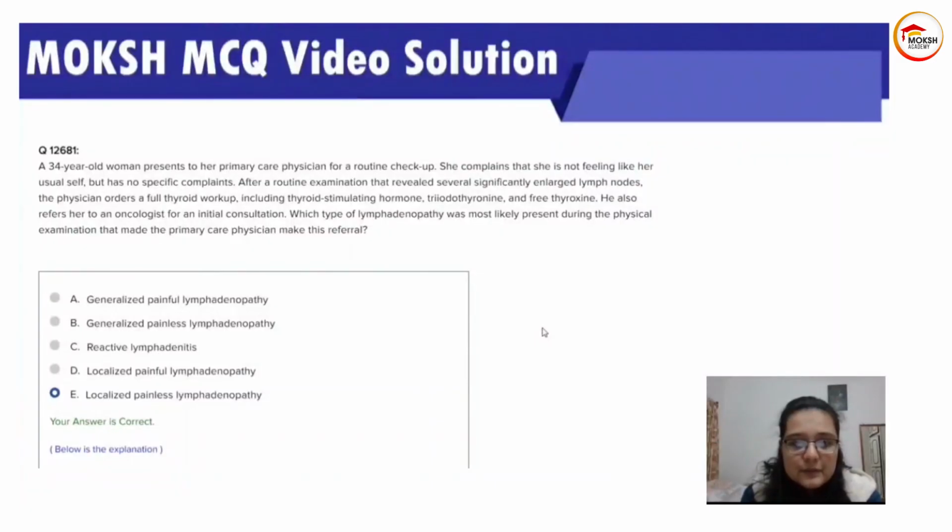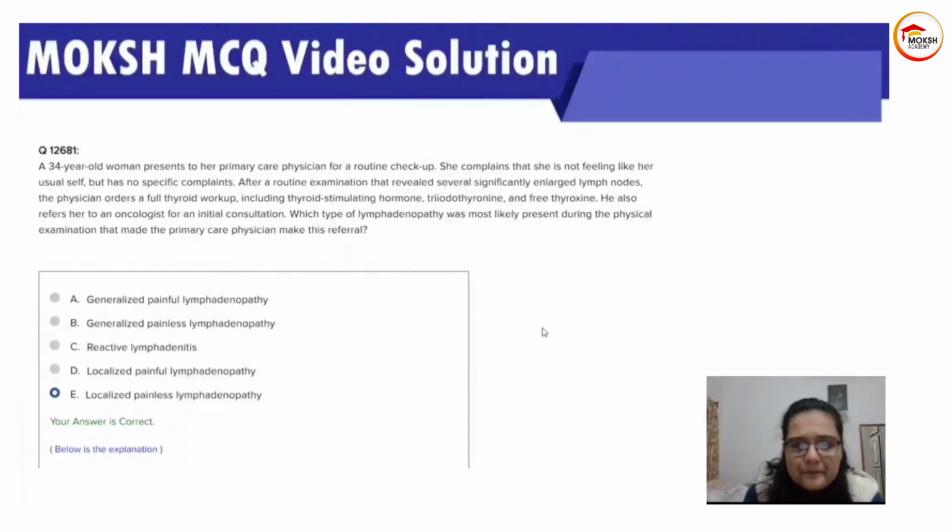Which type of lymphadenopathy was most likely present in the physical examination that made the PCP make this referral? So what's happening here? There's a 34-year-old woman. She has come for a routine checkup and she's complaining that she's not feeling like her usual self. Routine examination shows significantly enlarged lymph nodes. The physician orders a full thyroid workup, TSH, T3, T4, and he also refers her to an oncologist, right?